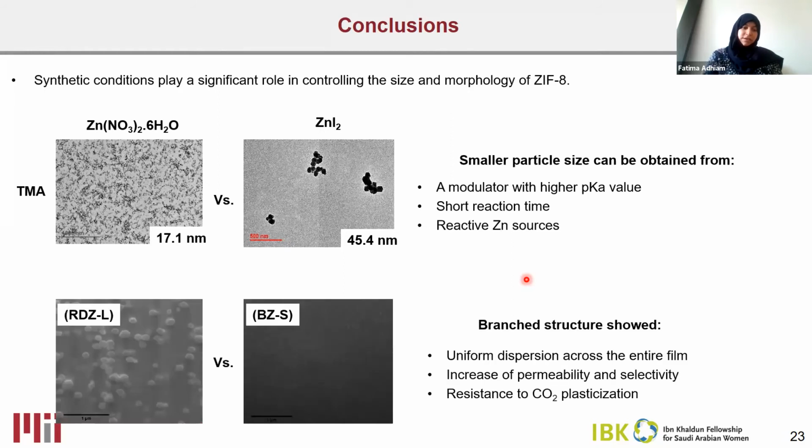We also see the differences between the RDZ with larger or smaller particle size and the branch material. And we have seen that the branch material shows uniform dispersion across the entire film, and it increases the permeability and selectivity as well as the resistance to CO2 plasticization.